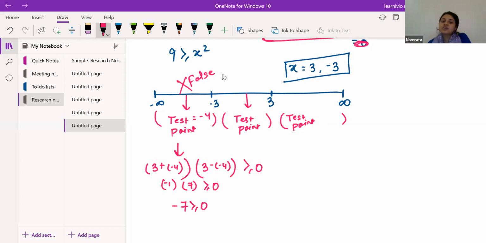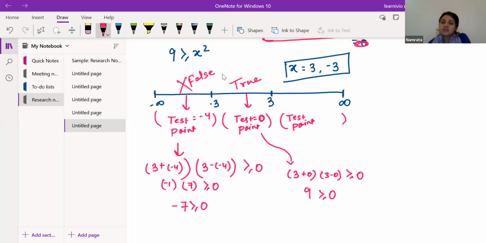Now let's check the next interval, -3 to 3. If I am taking 0 from here as a test point, okay? So let's put it in the same inequality. 3 plus 0, 3 minus 0, greater or equals to 0. So 3 times 3 we got 9 is greater or equals to 0. Is it true? 9 is larger than or equals to 0? Yes, ma'am. Yes, exactly, it's true. Okay, so this interval is coming out as true.